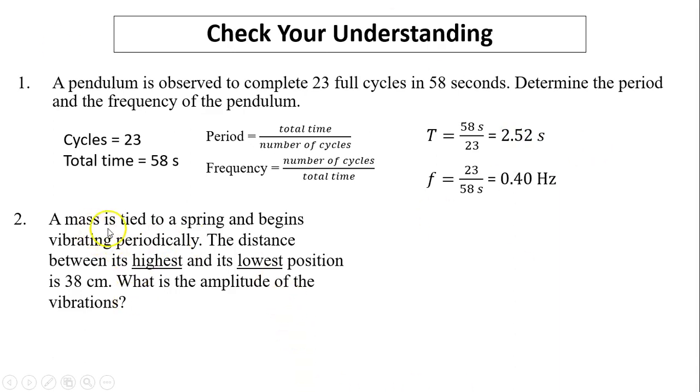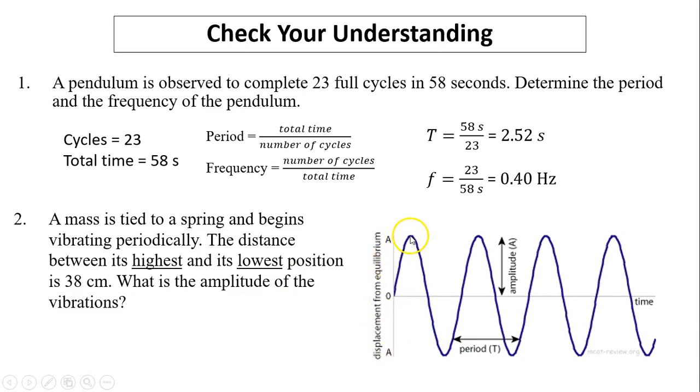Let's take a look at another one. A mass is tied to a spring and begins vibrating periodically. The distance between the highest and lowest position is 38 centimeters. What is the amplitude? If you draw a picture, here is displacement, here's the highest position, here's the lowest position. From the highest to lowest is 38 centimeters. The amplitude is from the middle to the highest or from the middle to the lowest. So the amplitude has to be 19. By the way, the period is the time for one cycle. One cycle is between corresponding points on the wave. It doesn't have to be from 0 to 0, or highest to highest, or lowest to lowest. It just has to be from corresponding points. So that's a period from here to here. That's one cycle.